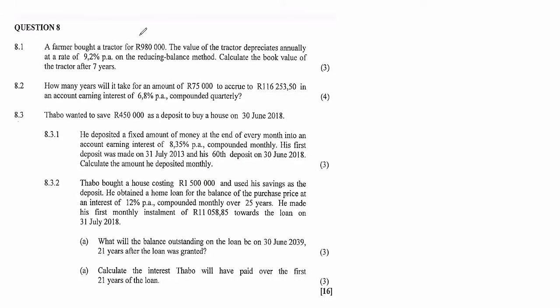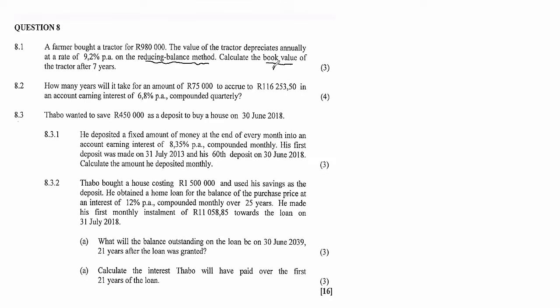Okay, so we have question 8, still on financial maths. It says 8.1, a farmer bought a tractor for 980,000. The value of the tractor depreciates annually at a rate of 9.2% per annum on the reducing balance method. Then calculate the book value of the tractor after 7 years.